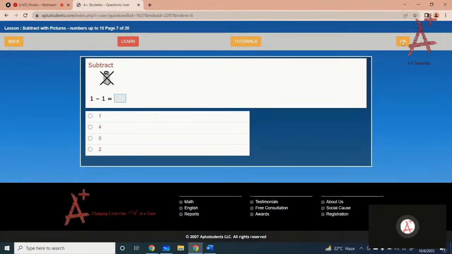Okay, now you are given only one picture and it is crossed out. That means if you start with 1 and take away 1, how many of them are you left with? You have to count the ones that are not crossed. So 1 take away 1 is 0. Select the correct option and click on the OK button.